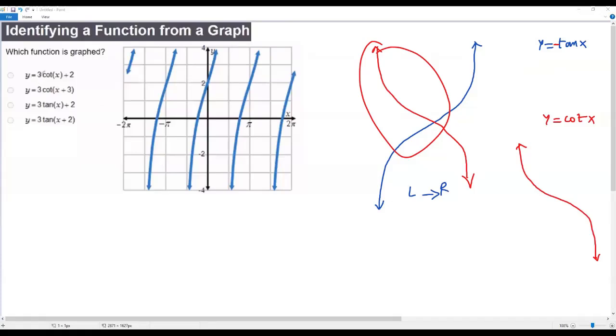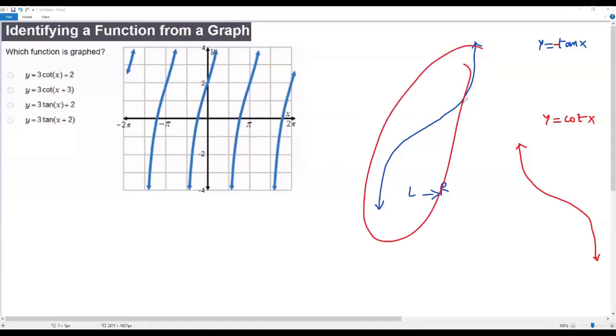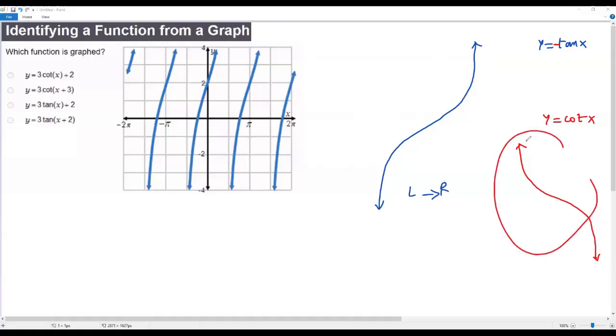But I don't think there is any reflection, because when I look at each option, there is no negative sign in front of the given cotangent or tangent function. So we don't have to worry about the reflection of the graph. If the given graph is a graph of a tangent function, each pattern must look like this. If the given graph is a graph of a cotangent function, then each pattern must look like this.